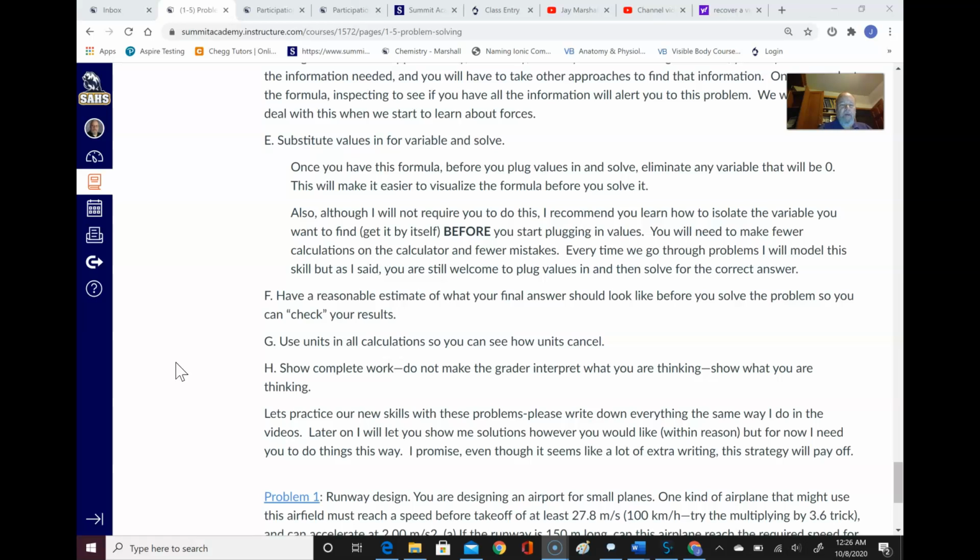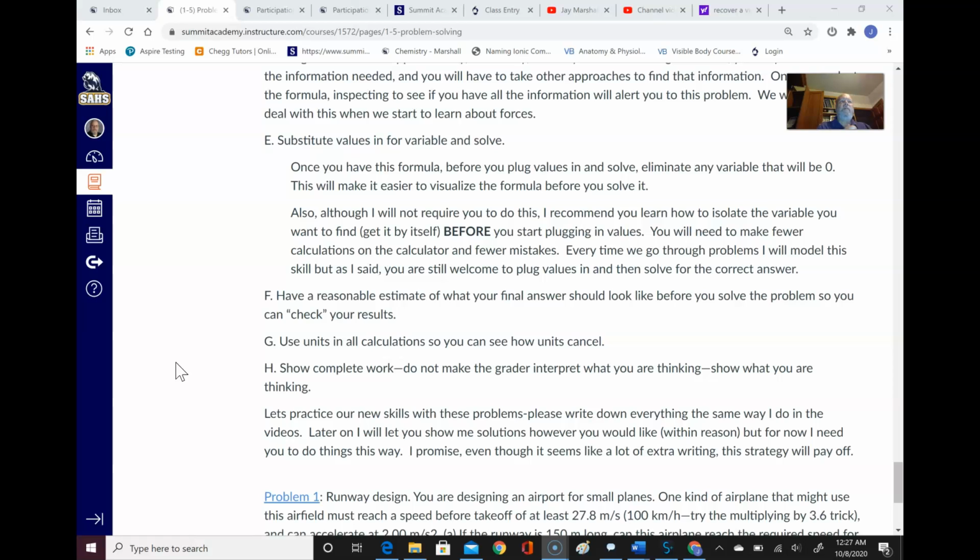Also, I will not require you to do this, but I recommend that you learn how to isolate the variable you want to find. When you get the formula and you eliminate the zero values, one of the things that's still going to be a problem for you oftentimes is that the formula itself doesn't look like it's solving for what you want to find. The variable that's being solved for in the formula, whether it's the final position or the final velocity or the final velocity squared, may not be the value that you actually want.